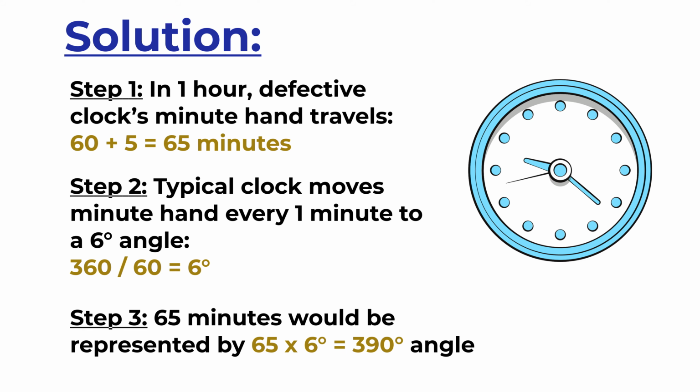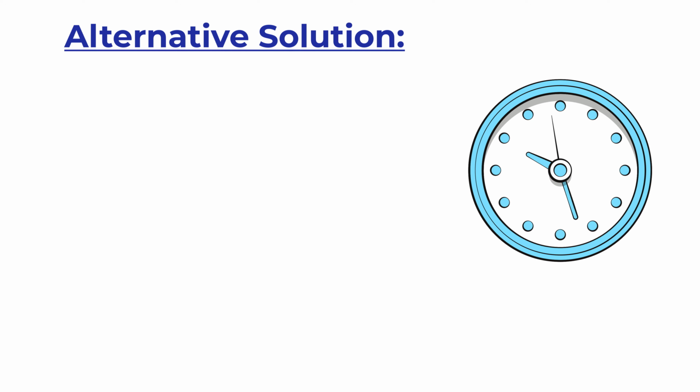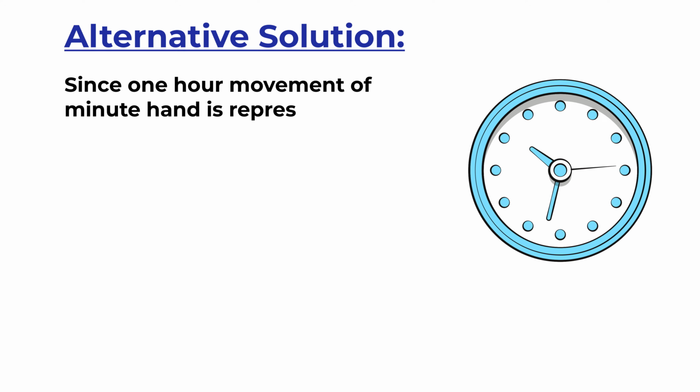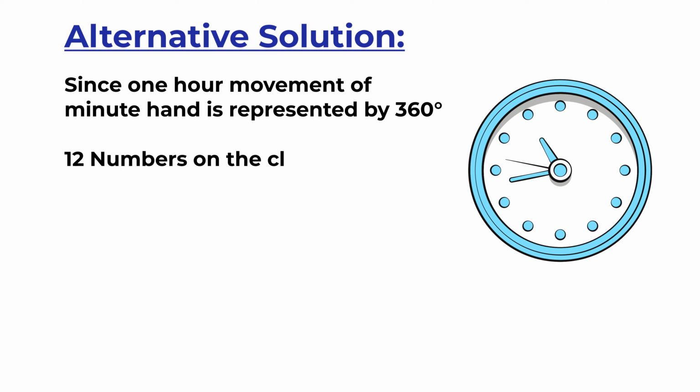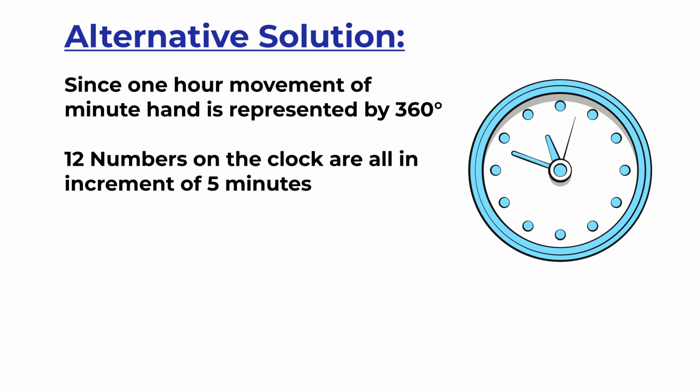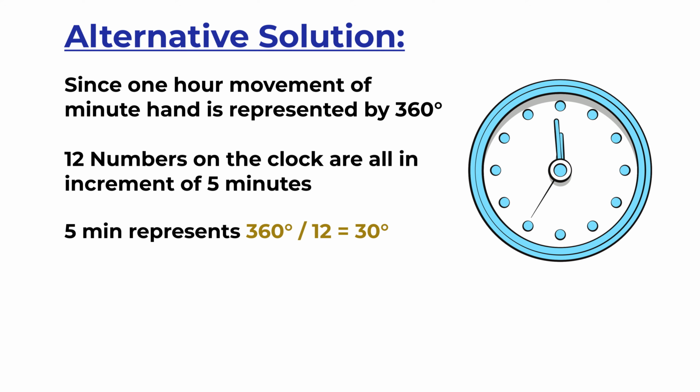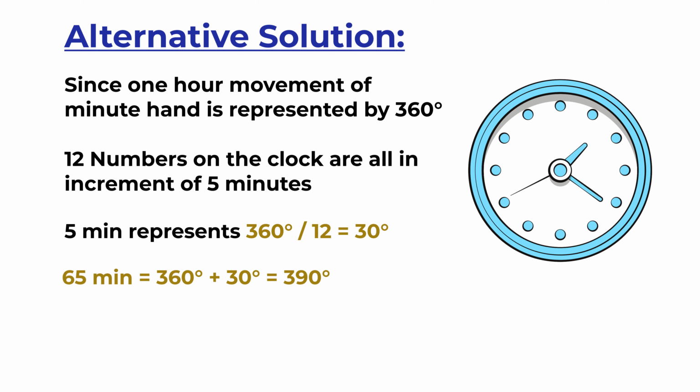Obviously, as with a lot of problems, there is an alternative way to solve it. Since 1 hour of movement of the minute hand is represented by 360 degrees, we can look at the 12 numbers on the clock, and each number on the clock is an increment of 5 minutes. 5 minutes is represented by a 30-degree angle, which is calculated as 360 degrees divided by 12 numbers, which equals 30 degrees. So 65 minutes would be represented by 360 degrees for the full circle plus 30 degrees for the extra 5 minutes, which would be a 390-degree angle.